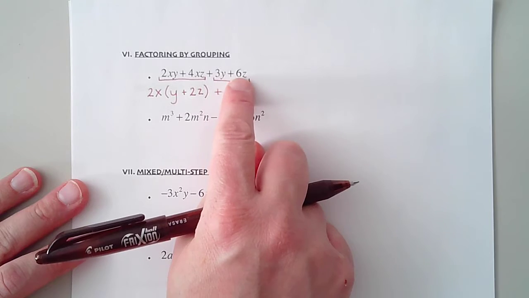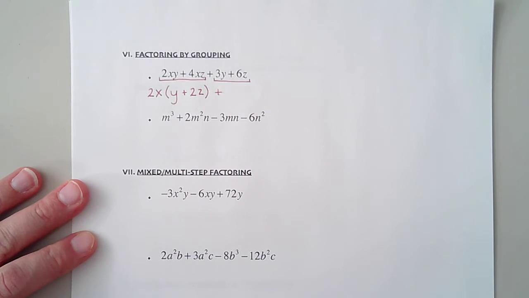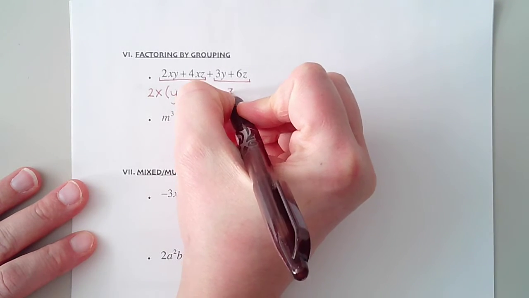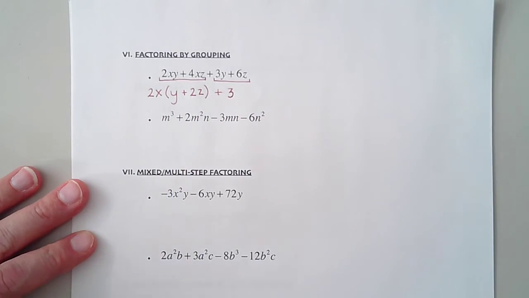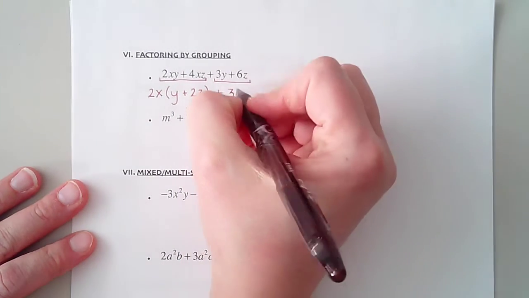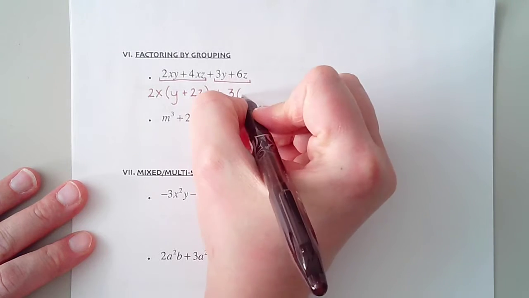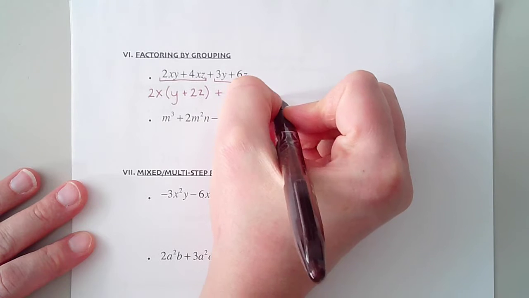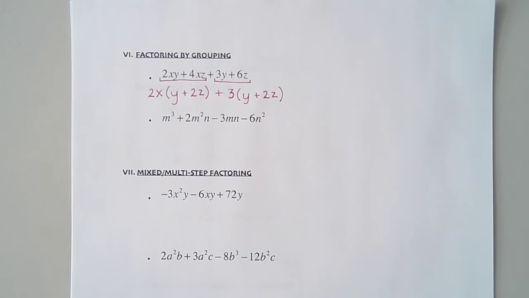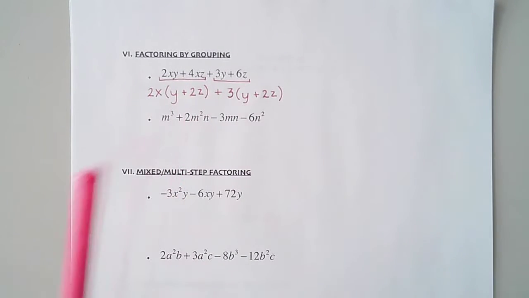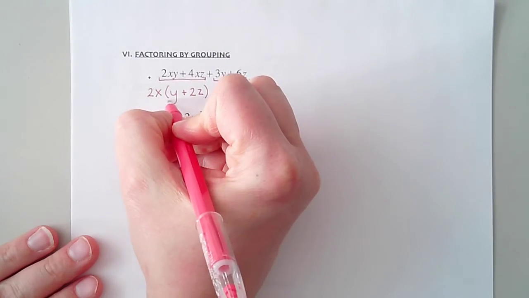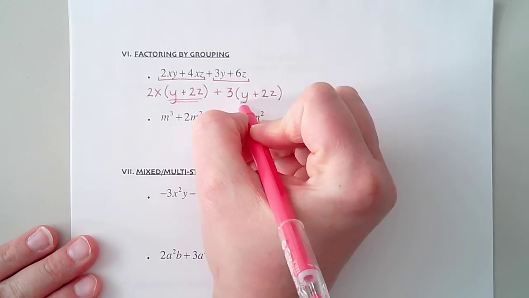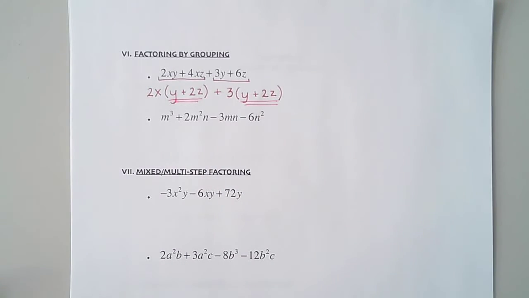So if I look at 3y and 6z and ask what they have in common, they share a 3 in common. And that's about it. They don't have any letters in common. So if I take out the 3, here I'm left with a y, and here I'm left with a 2z. So this is what I mean when I say that this feels kind of magical: I did this with this piece and I did this with this piece, and after I did that, what I can see now is that they share this y plus 2z in common.